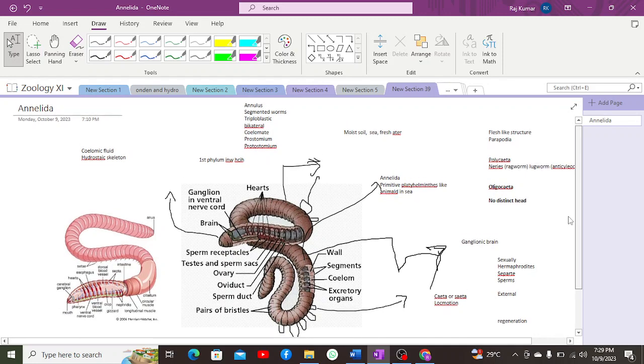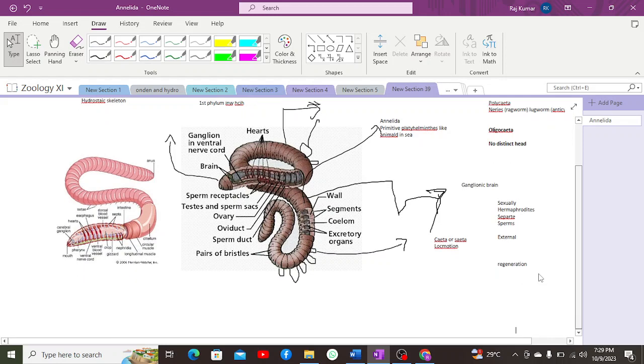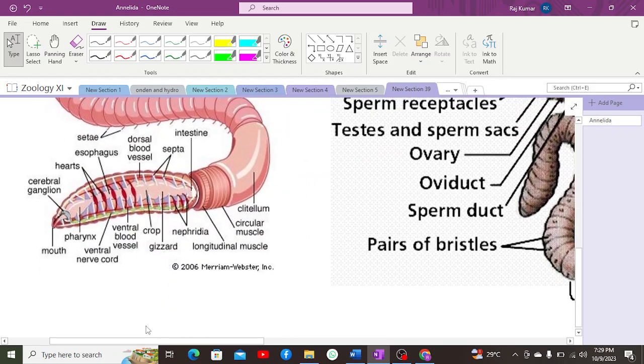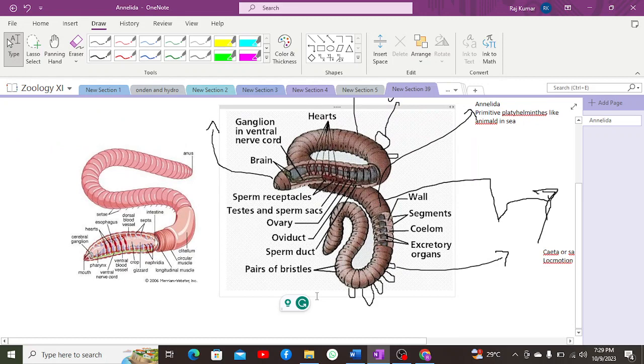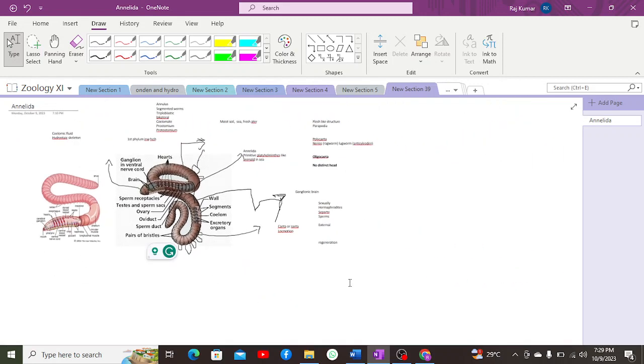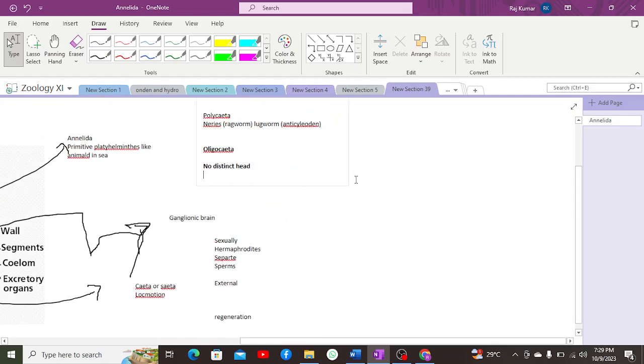Their wall is made up of three layers: endoderm, mesoderm, and ectoderm. Diving a bit further into their structure, some of them have a clitellum and some do not. The clitellum is basically a thick, waxy-like structure present over them. Now, examples can be divided into classes. There are majorly three classes in Annelida: first Polychaeta, second Oligochaeta, and third Hirudinea.